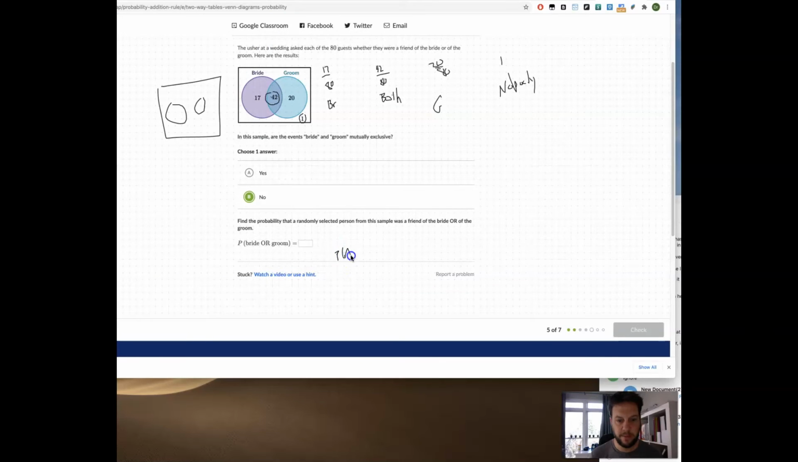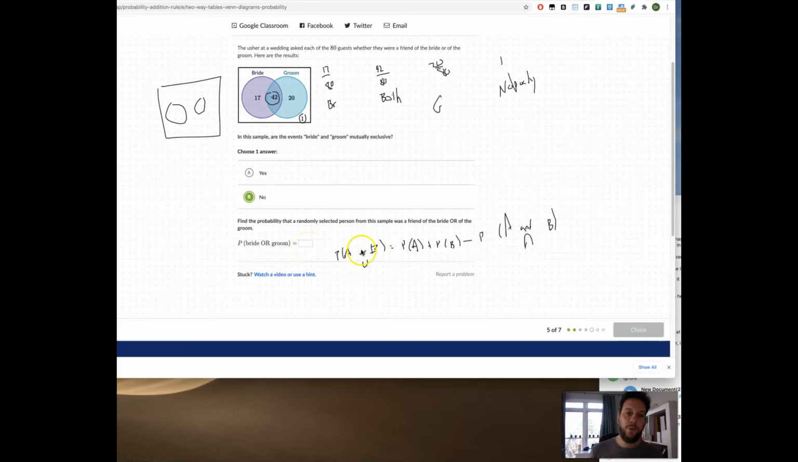Probability of A or B, so you could say bride or groom, is the probability of A plus the probability of B, sweet, sweet handwriting, minus the probability of A and B. Another thing to watch out for here is instead of the word or, they might put this U. Instead of the word and, they might put this A. Well, it looks like an A, but without the middle part.